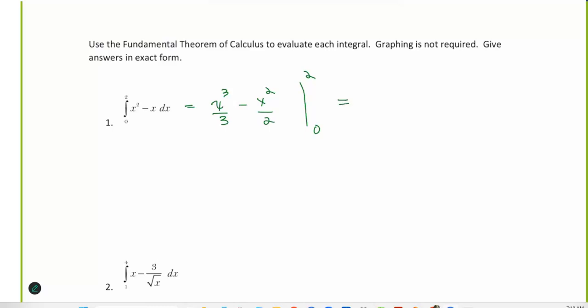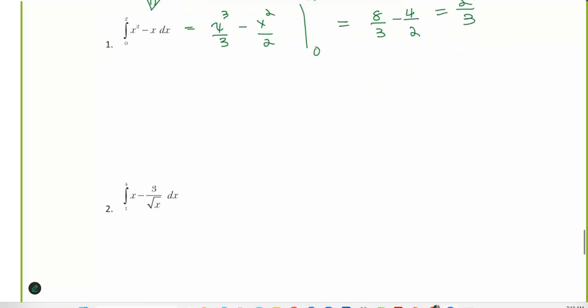So 2 to the cubed is 8. So this is 8/3 minus 4 halves. 4 halves are just like 6/3. So you're going to end up getting 2/3. Okay, and you can check this with the calculator by putting this in. And we can talk about that when I see you in person.